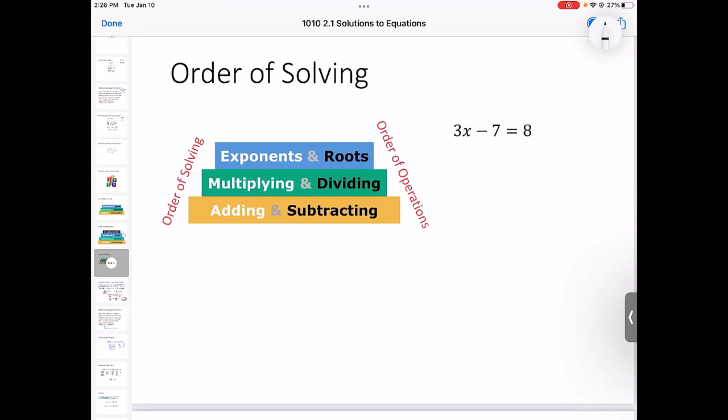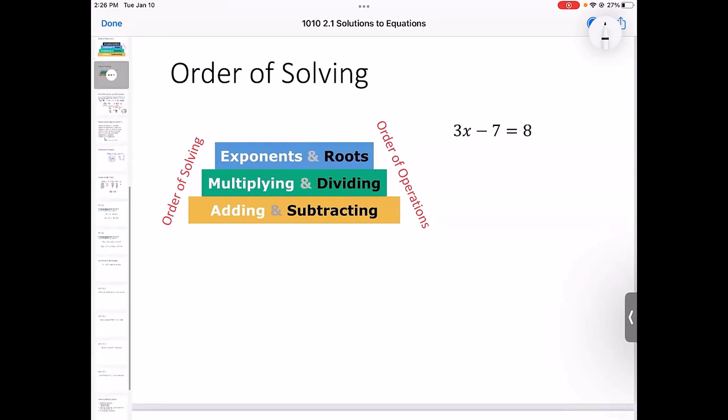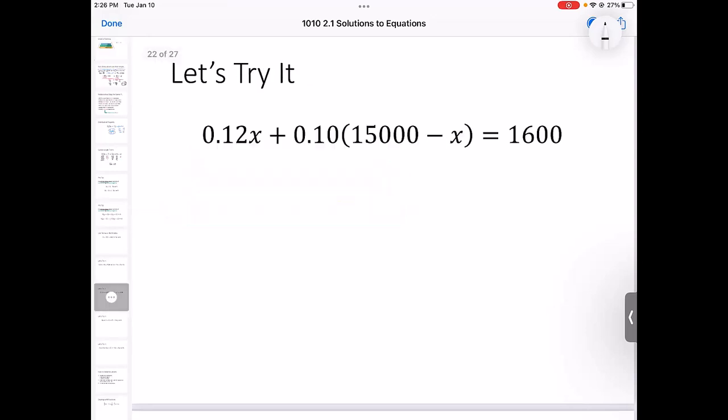So let's see. Do you guys feel ready to try an example on your own? Okay, awesome. Why don't you go ahead and try this one on your own, and then we'll go through it together.